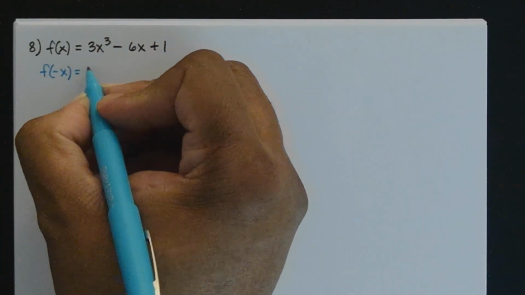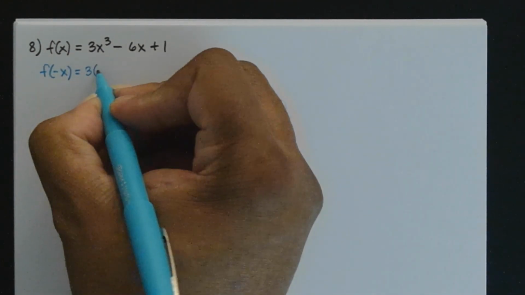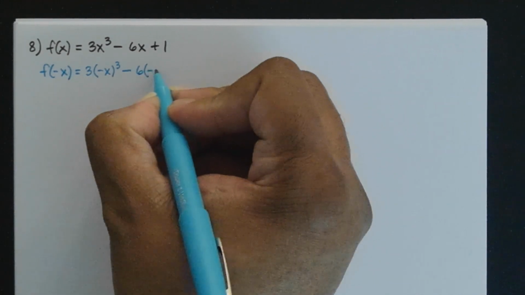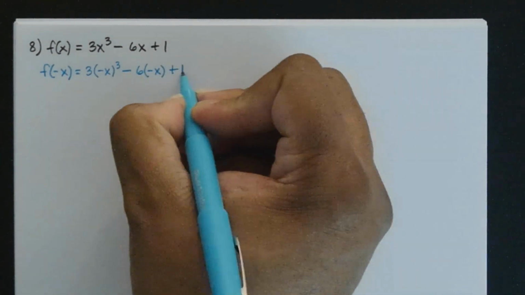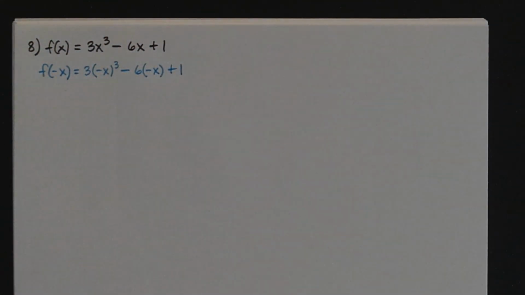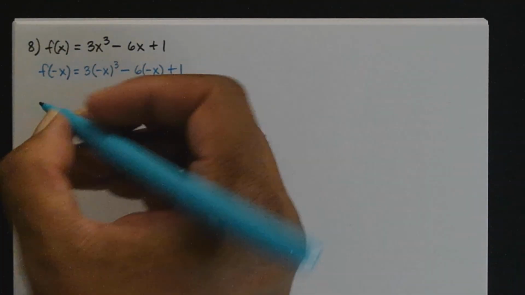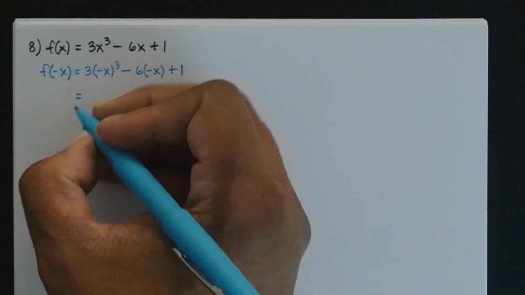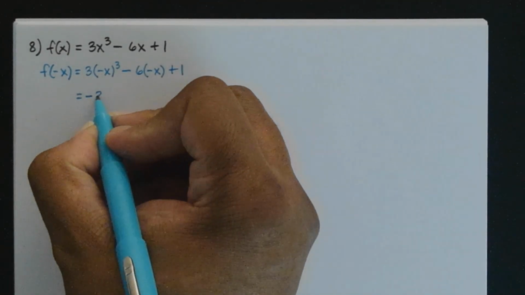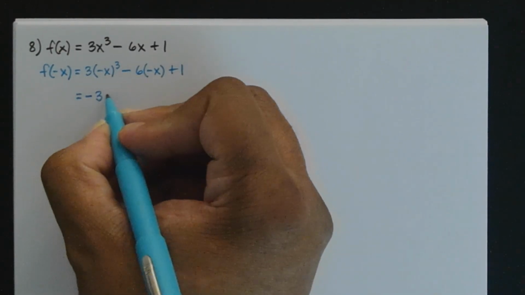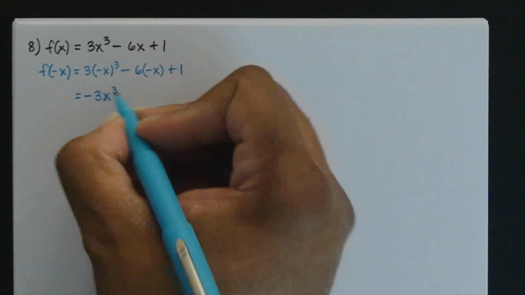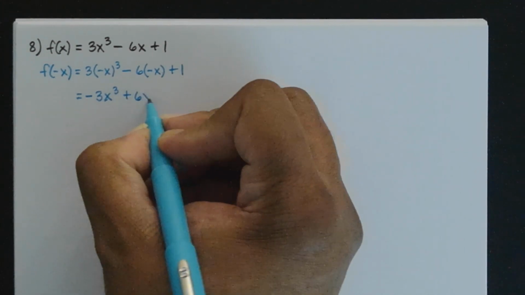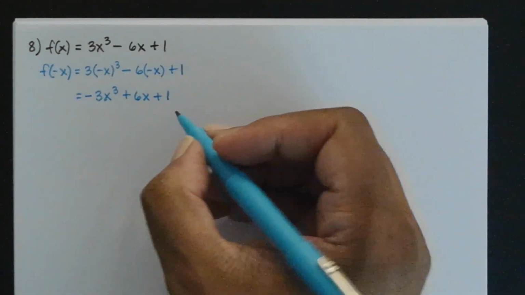All right, so f of negative x will end up being this: 3 times negative x cubed minus 6 times, replace the x with negative x, plus 1. Anytime you cube a negative, that's going to end up being negative. So I know I'm going to have a negative in front of the 3. And then x will be to the third power, so it'll be negative 3x cubed minus 6 times the negative x will be a plus 6x plus 1.